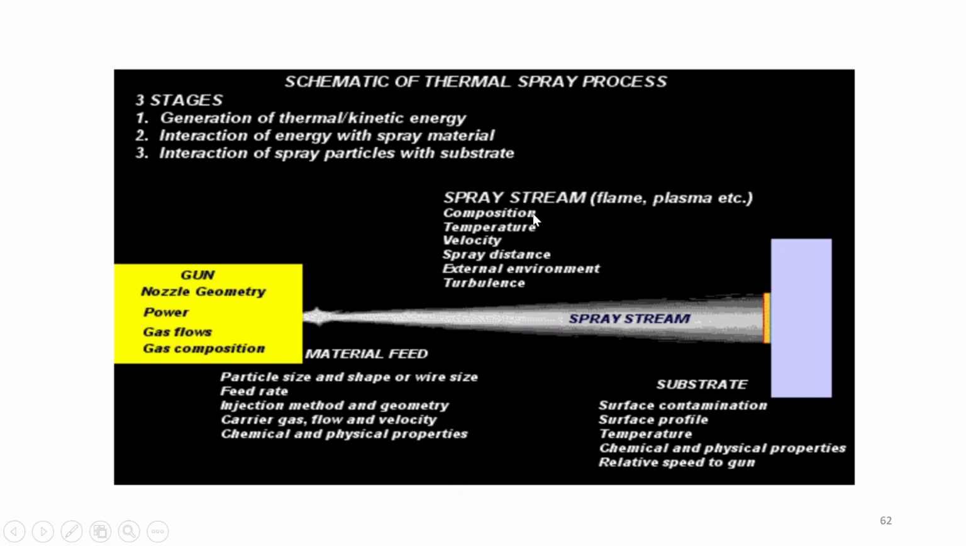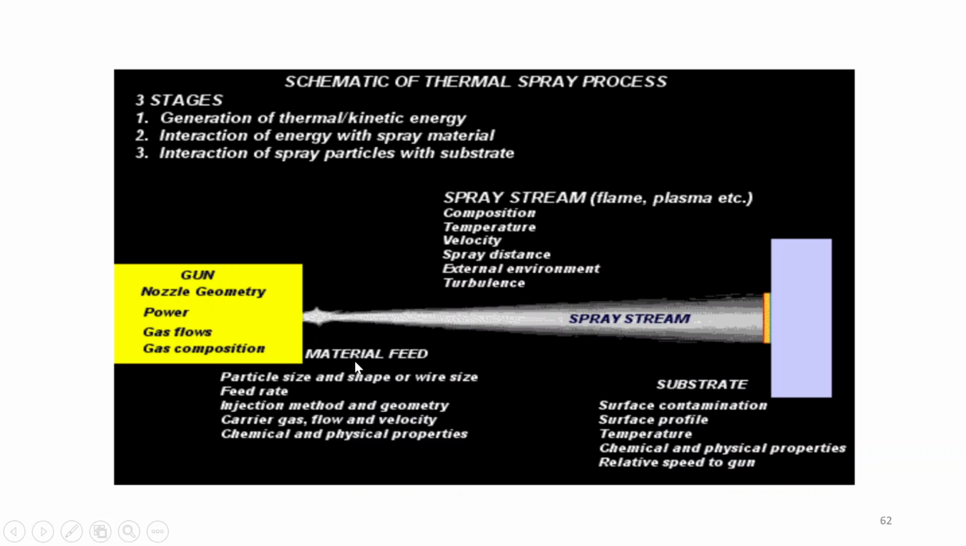In case of spray stream, we have flame, plasma, etc. Then we have composition, temperature, velocity, spray distance, external environment, turbulence. These are various parameters to take care of. In case of gun, we have nozzle geometry and power, gas flows, gas composition.